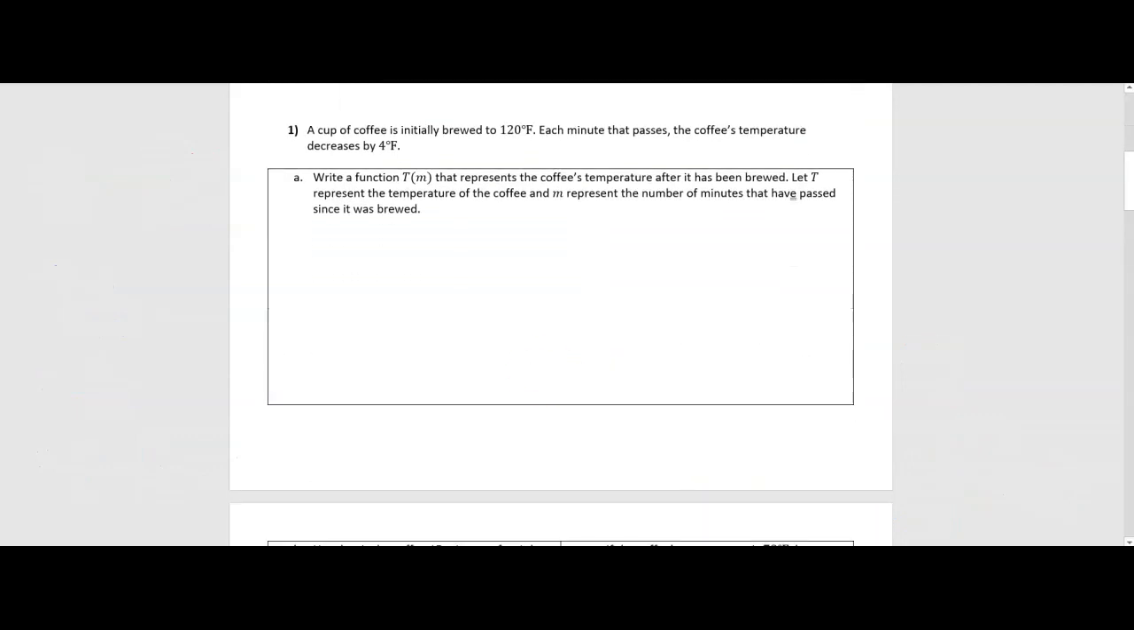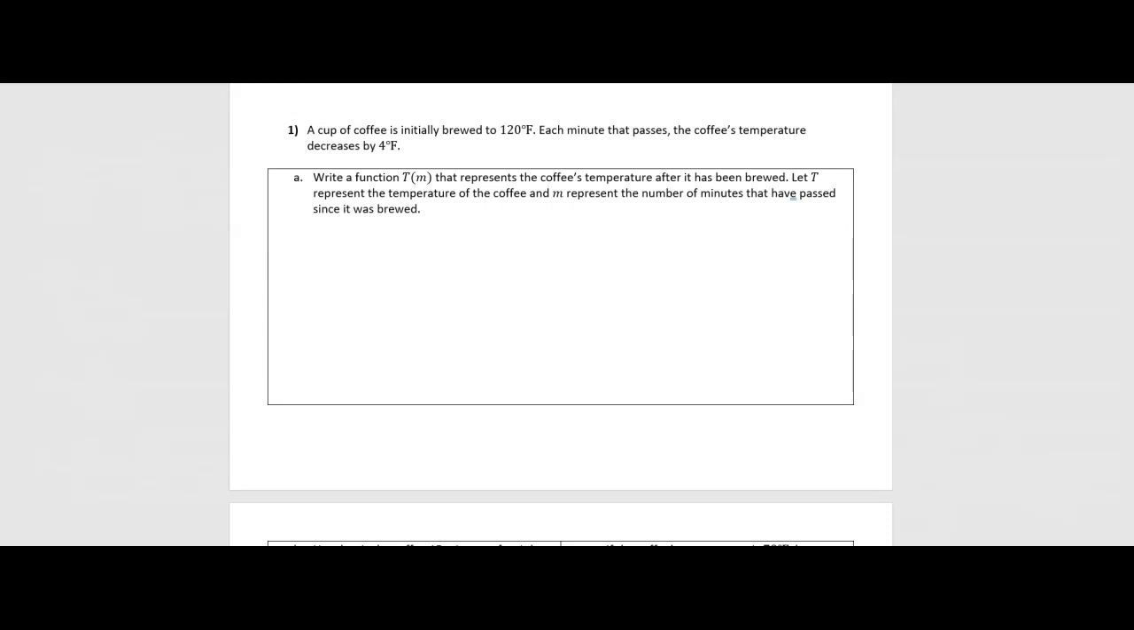Okay, let's take a look at number 1. So it says a cup of coffee is initially brewed to 120 degrees Fahrenheit. Each minute that passes, the coffee's temperature decreases by 4 degrees Fahrenheit. Write a function t of m that represents the coffee's temperature after it has been brewed. Let t represent the temperature of the coffee and m represent the number of minutes that have passed since it was brewed. So it already gives us the variables we need to use, and it tells us what those variables represent.